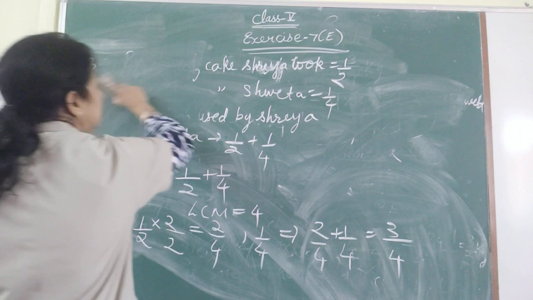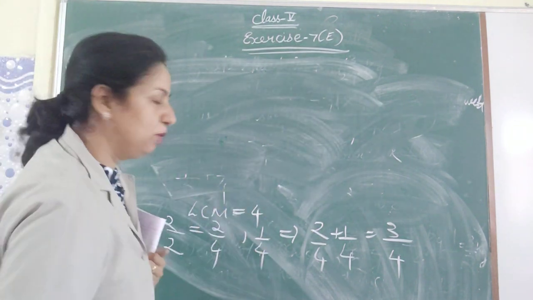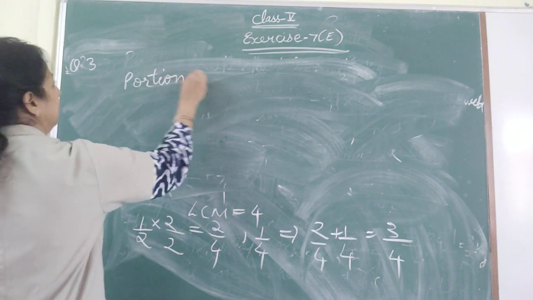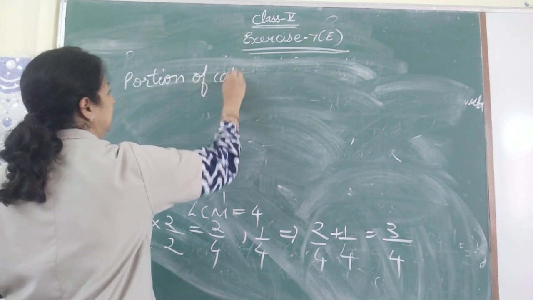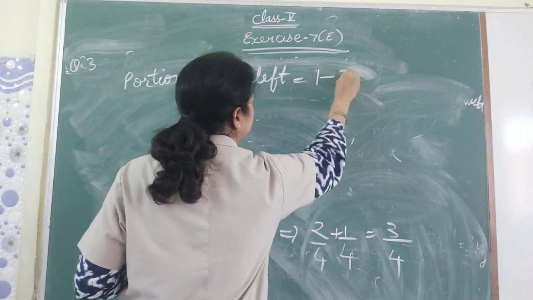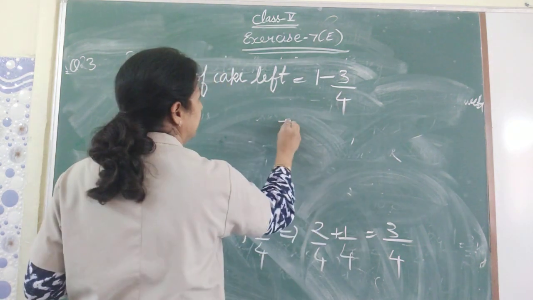Now we need to find what portion is left. Total cake was 1. So the portion of cake left will be 1 minus 3/4. Total cake is 1, so 1 minus the portion consumed.